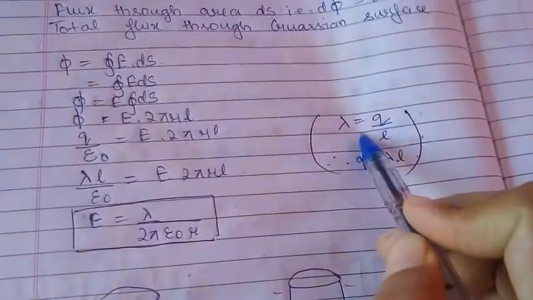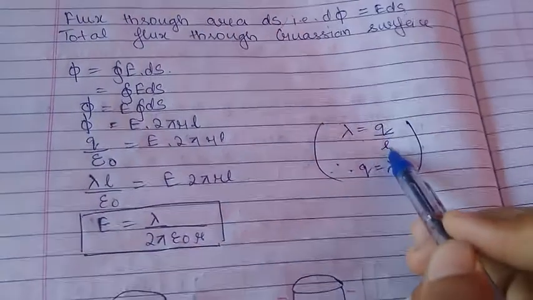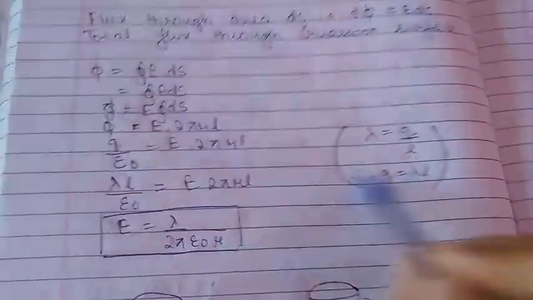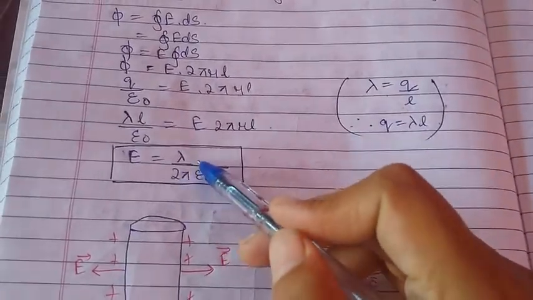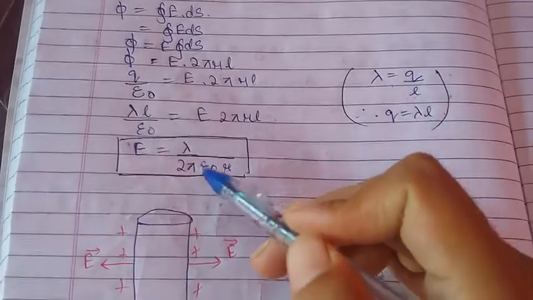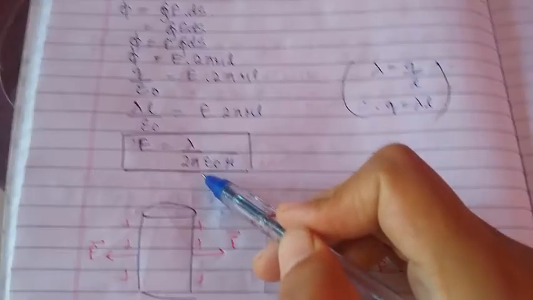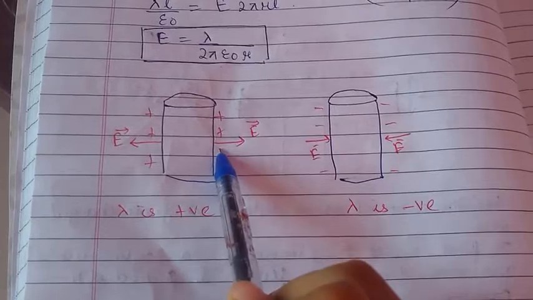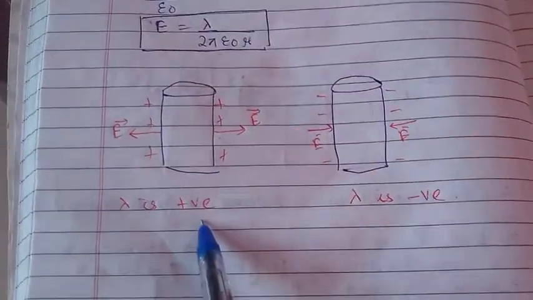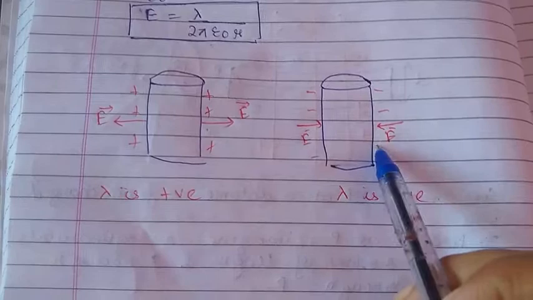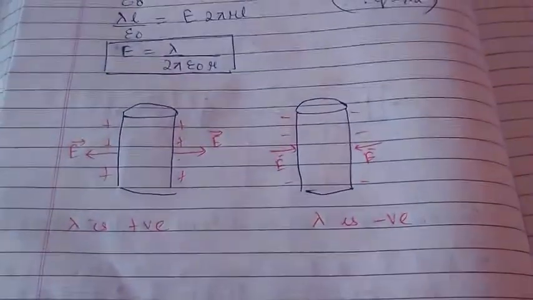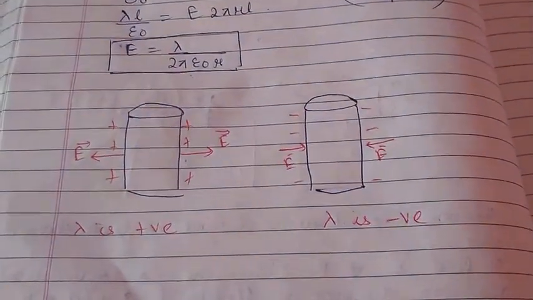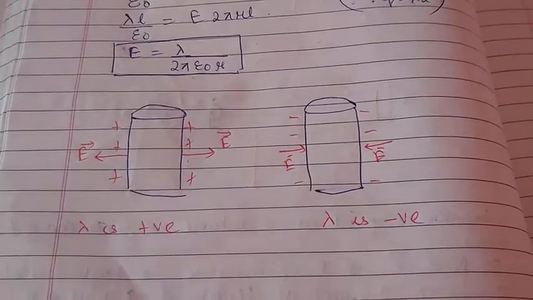Now you have considered the linear charge density is equal to Q by L. So Q is lambda into L. Now substituting lambda L here and rearranging the equation, you get E is equal to lambda upon 2 pi epsilon naught r. So this gives you the electric field intensity due to an infinitely long charged wire. Now in this case, if the direction of electric field intensity is outwards, then lambda is positive, and if the direction of electric field intensity is inwards, then lambda is negative. So these can be asked as an MCQ question in your exams. So you should keep these small points in mind.